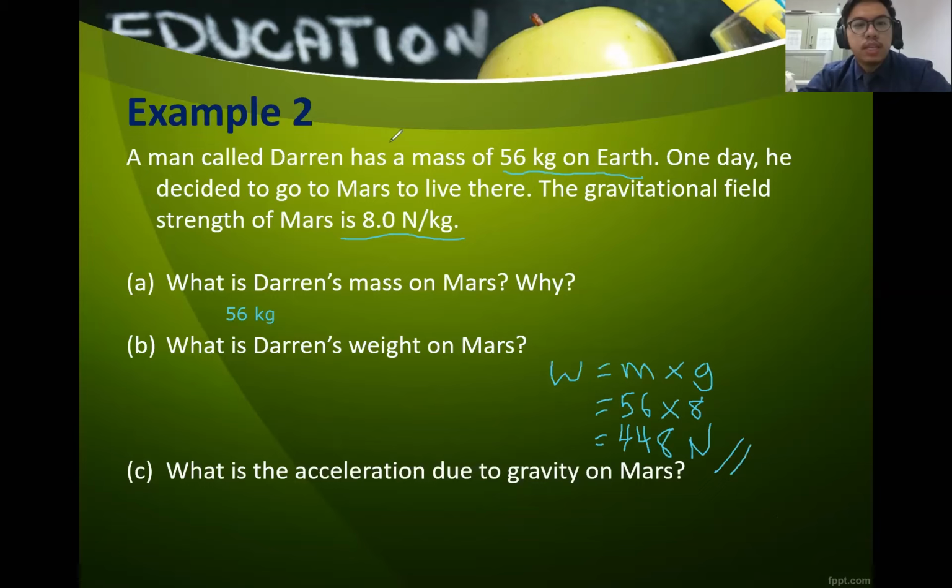C. What is the acceleration due to gravity on Mars? Now the question is asking for the value of acceleration due to gravity on Mars. We know the gravitational field strength basically has the same value as acceleration due to gravity. So basically this answer is very simple. It is also 8. The value is also the same, 8, except that the unit is different, meters per second squared. There you go.